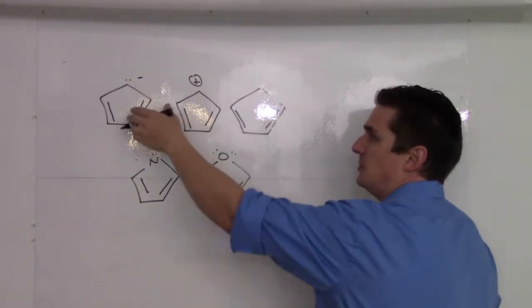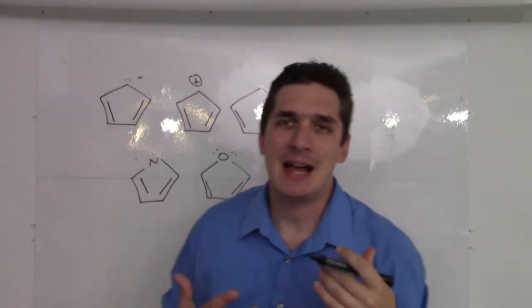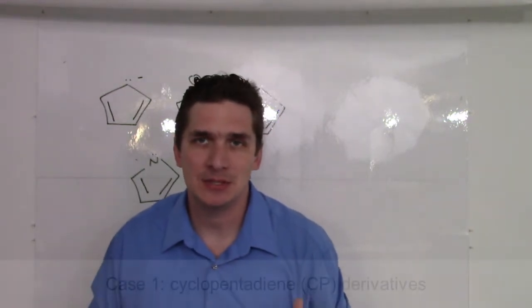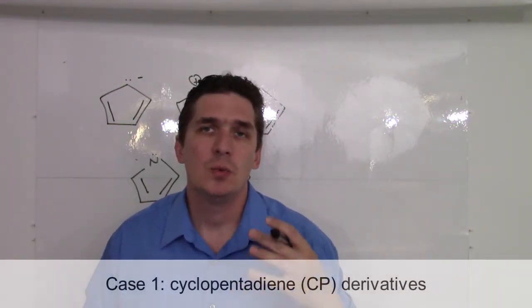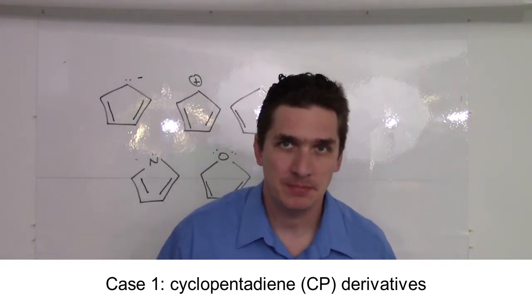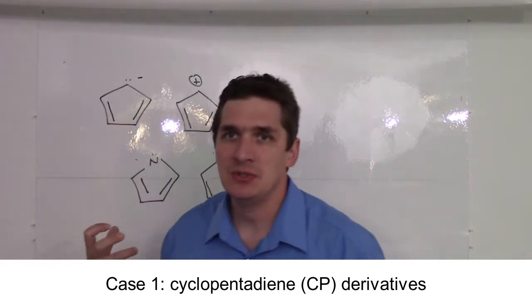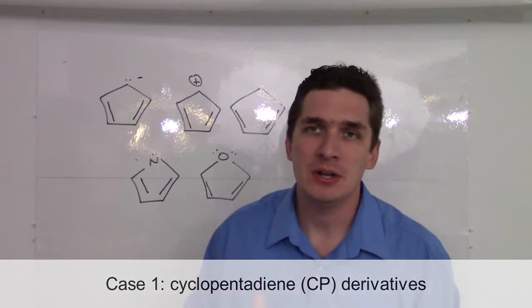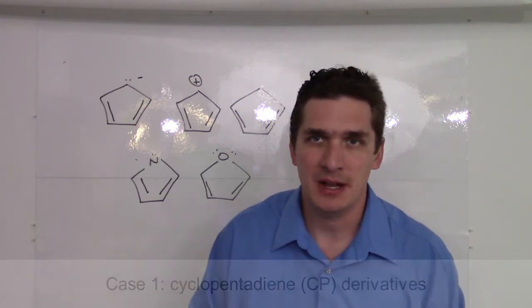So the first row here is cyclopentadiene, which is typically abbreviated CP. Now, we don't have to use a p orbital, but we definitely have to use a pi orbital. In every single one of the examples up here, we're going to consider all the pi bonds when we start looking at whether or not the system is aromatic.